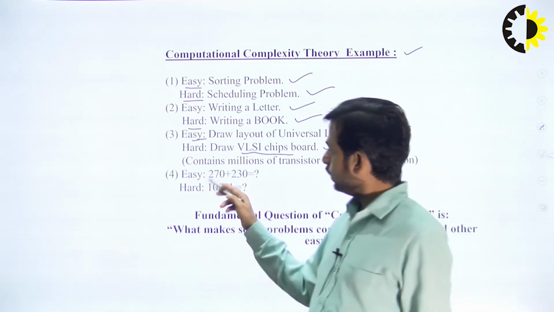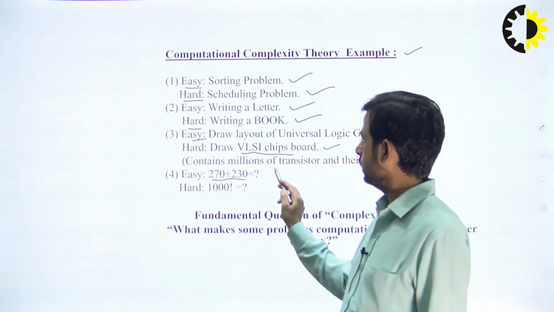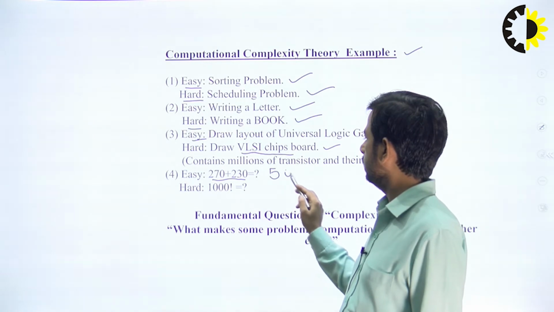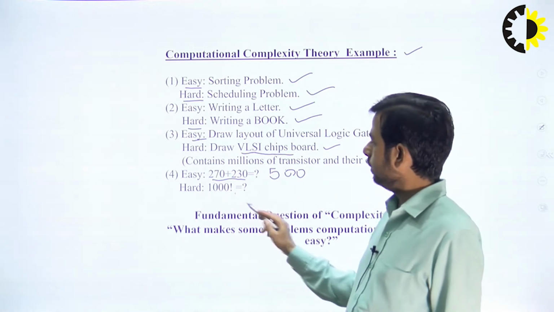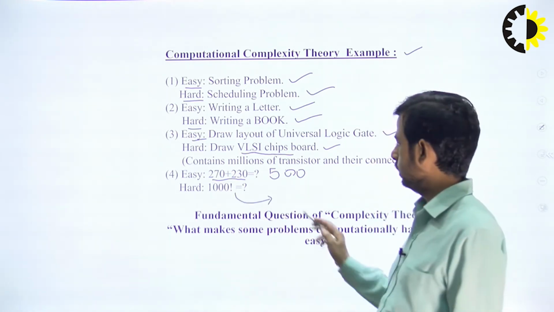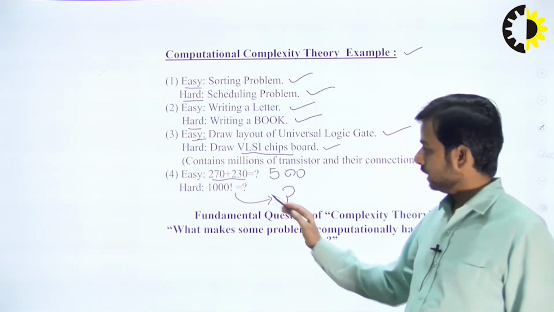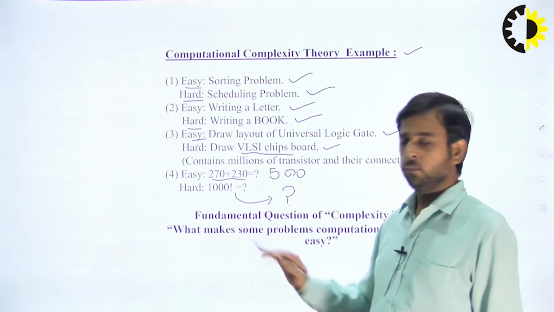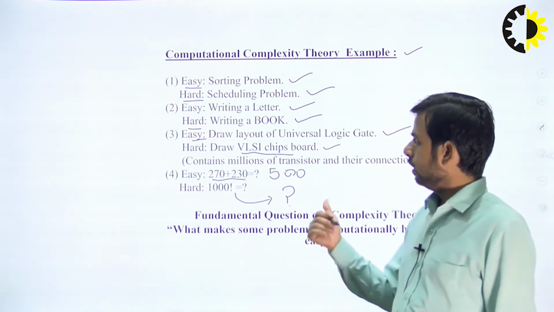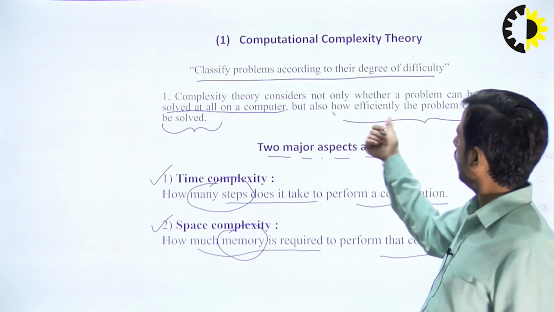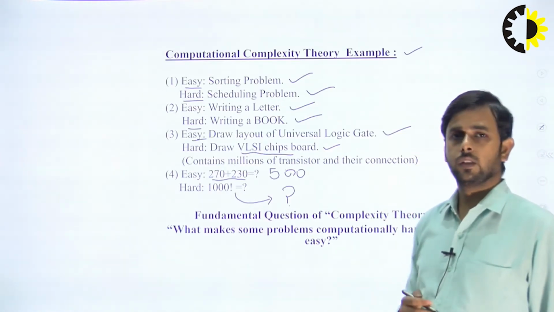So fourth example is 270 plus 230. We can easily find out that it is 500. And 100 factorial. It is not possible for me to solve that easily. Although it is possible to solve, it is difficult. It takes more time. So computational complexity theory deals with how efficiently the problem can be solved, that is, how much time and space are required to solve a particular problem.